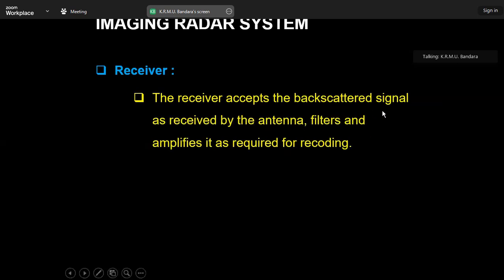And the receiver accepts the backscatter from the ground, which comes back to the antenna. This is backscatter. The sent microwave interacts with the ground and is scattered in different directions depending on the ground material and the wavelength, and part of it goes back to the receiver or the antenna, same antenna, then recording. Filters and amplifiers are required for recording. That is what we have done.